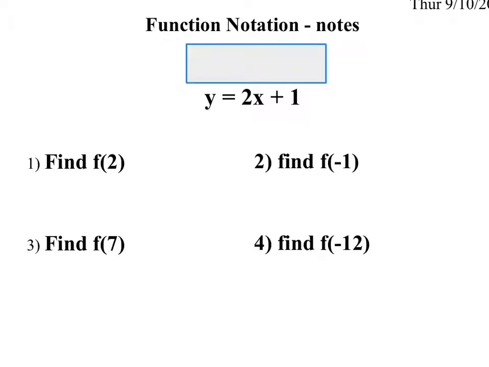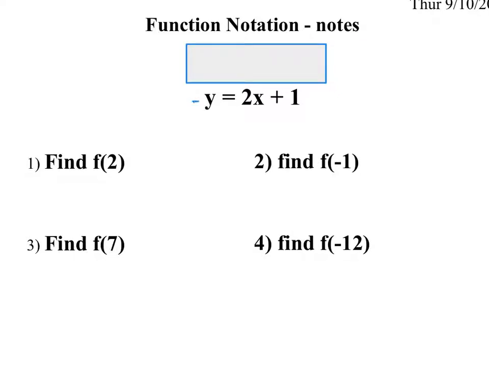Hello. We are doing some function notation today. It might be a little bit of a review. It is from 1A, but we are going to just briefly go over it and then do some practice problems together. You are used to, for the most part, seeing equations that look like this.